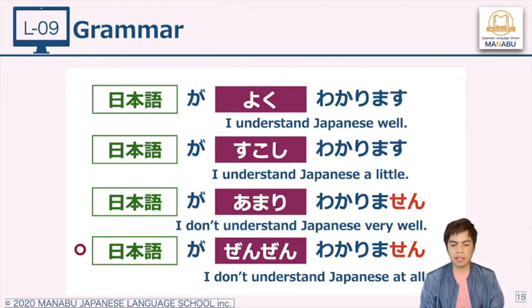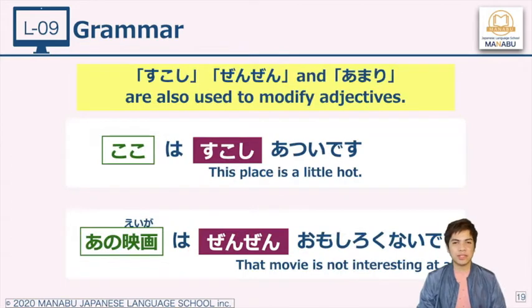Next example, Nihongo ga zenzen wakarimasen. So, zenzen plus a negative sentence. I don't understand Japanese at all. Now, sukoshi, zenzen, and amari are also used to modify adjectives. So, in this example, koko wa sukoshi atsui desu.